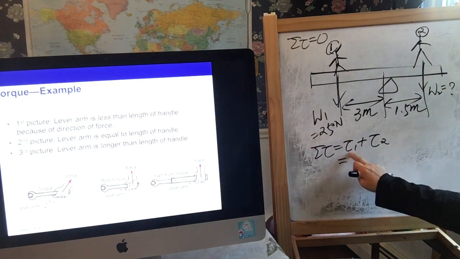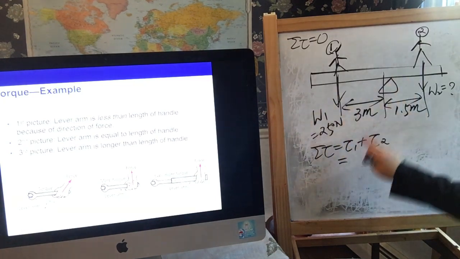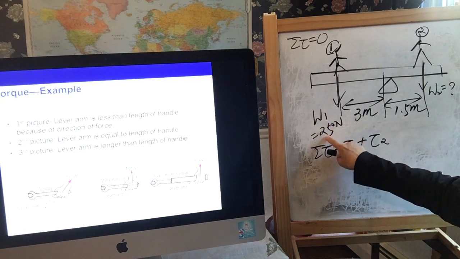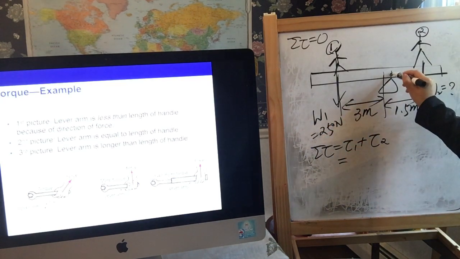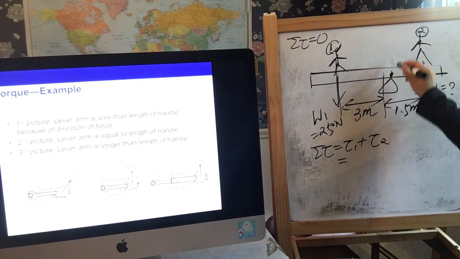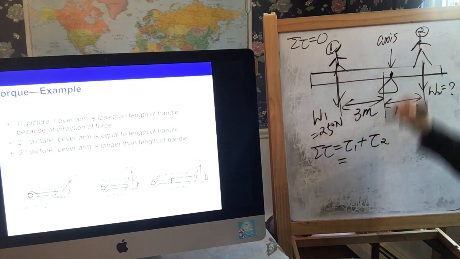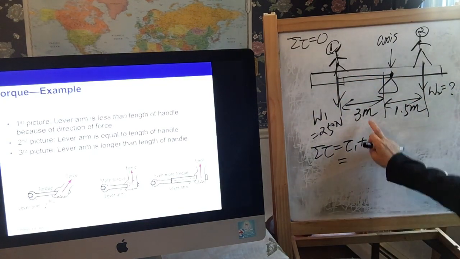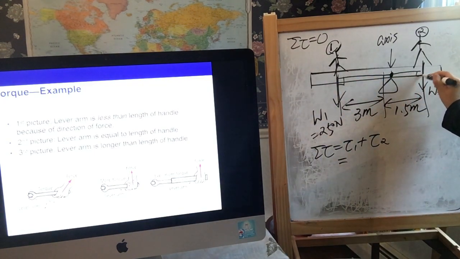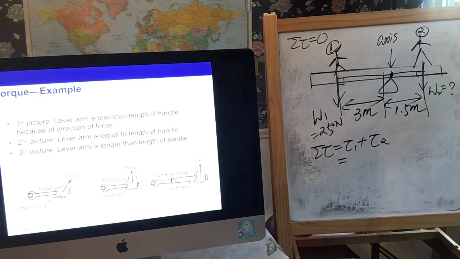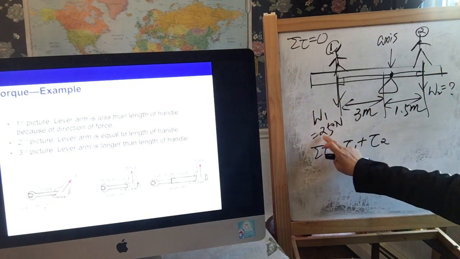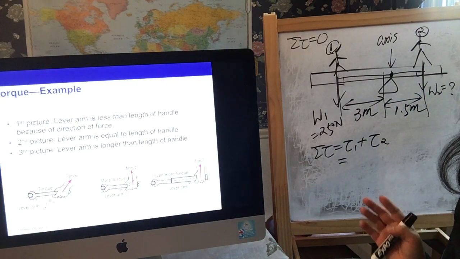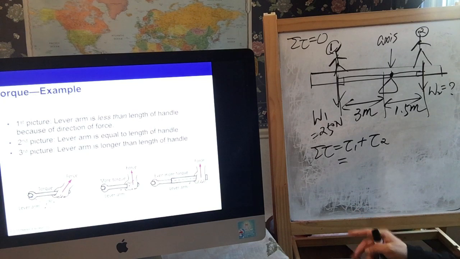So then we find the torque generated by each force one by one. Okay, so the torque equals force times lever arm. For this case, we have the axis of rotation over here. That's the axis of rotation, right? And we start from here, draw a line perpendicular to the force, which is 3 meters. Draw another line here, which is 1.5 meters. So this is the lever arm for this force, and that's the lever arm for that force. Once we know the lever arm and the force, we can set up the equation here.